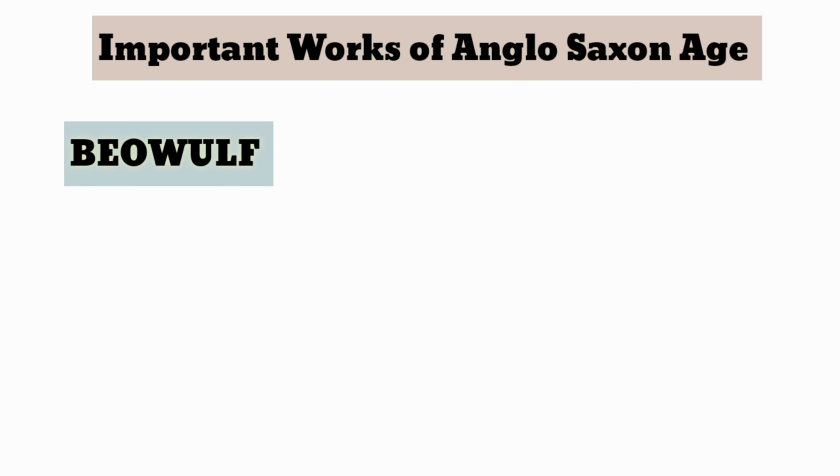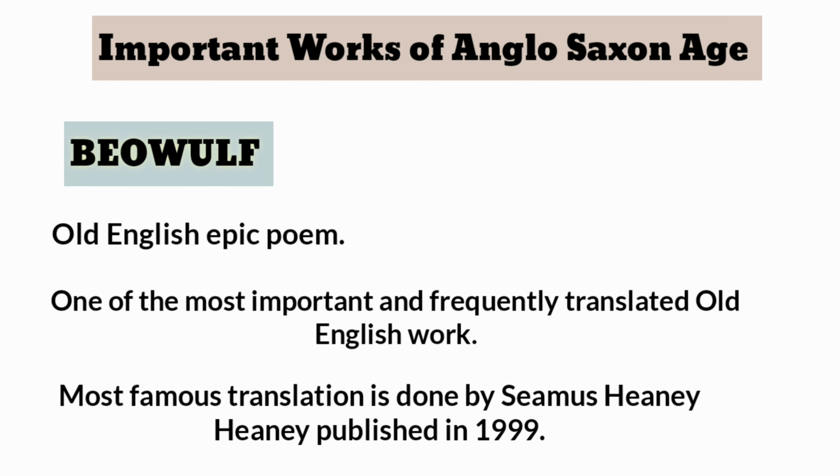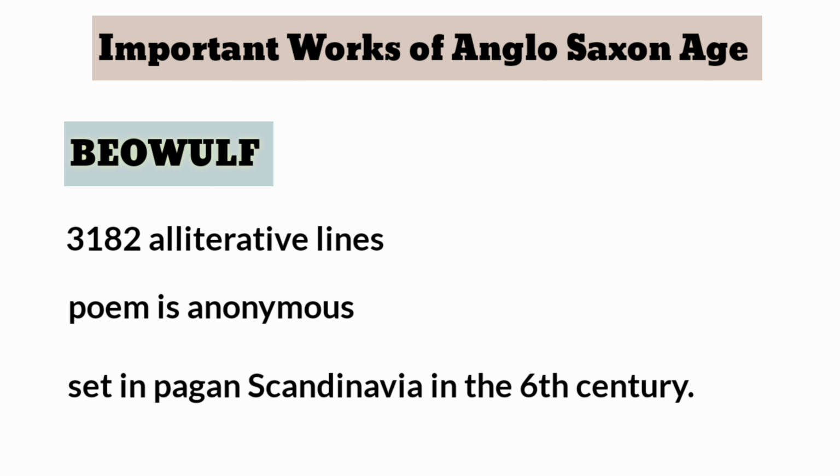The first work that we are going to discuss is Beowulf. It is an Old English epic poem and also one of the most important and frequently translated Old English works. The most famous translation is by Seamus Heaney and it was published in 1999. This poem consists of 3182 alliterative lines and it is anonymous, that is, authorship is unknown, we don't know who has written this poem, and it is set in pagan Scandinavia in the 6th century.